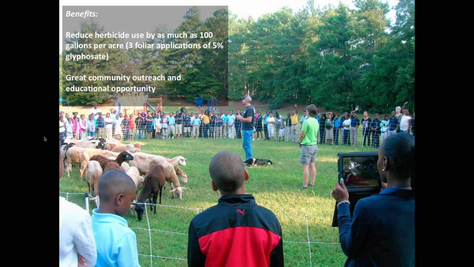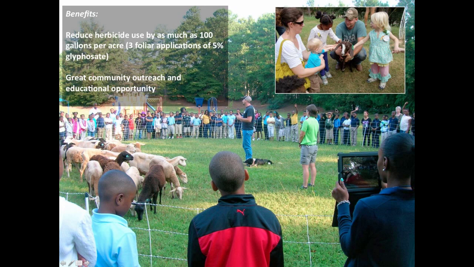And then we also do an Adopt a Sheep program where people can sort of adopt a particular sheep and get their photo with it, and that usually involves maybe a small donation to help fund the program. So I think that's the last slide there.